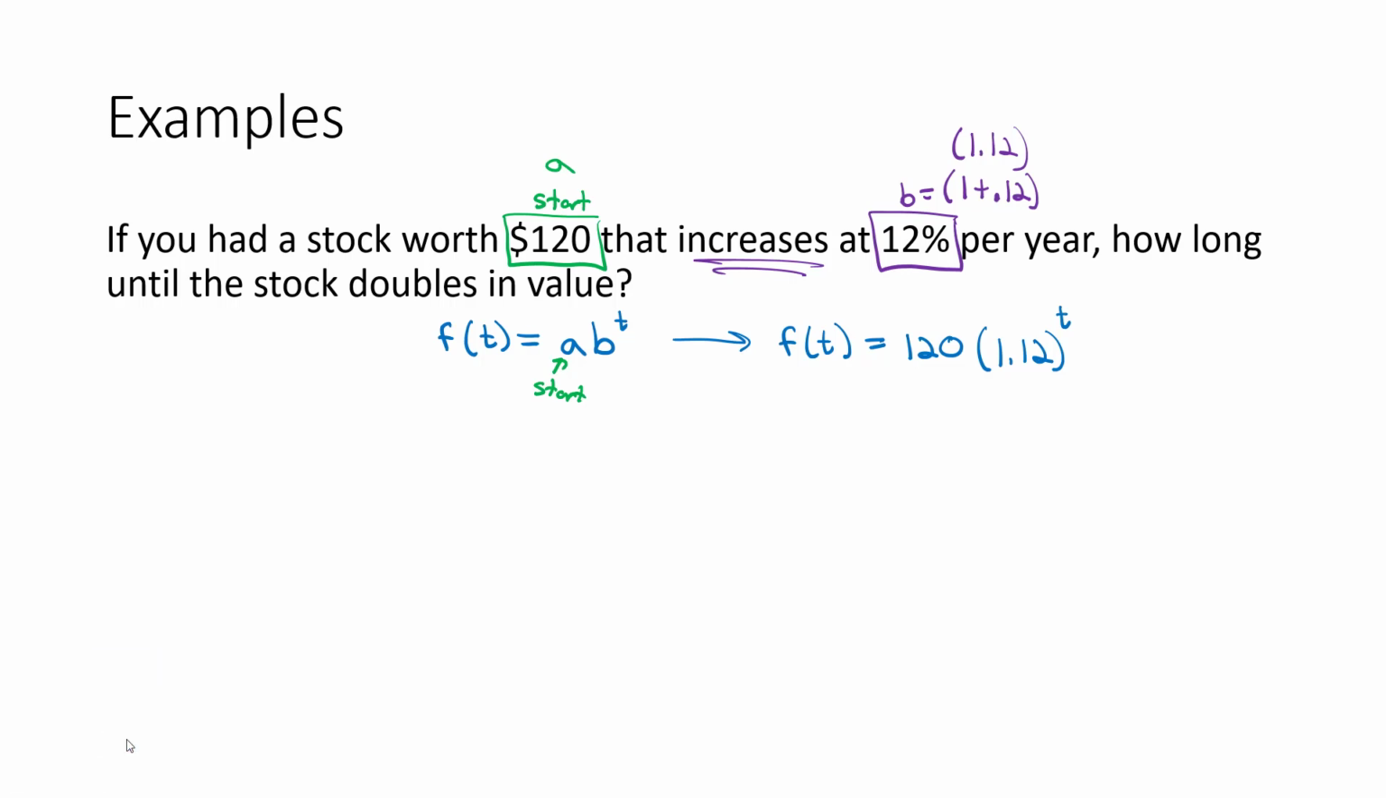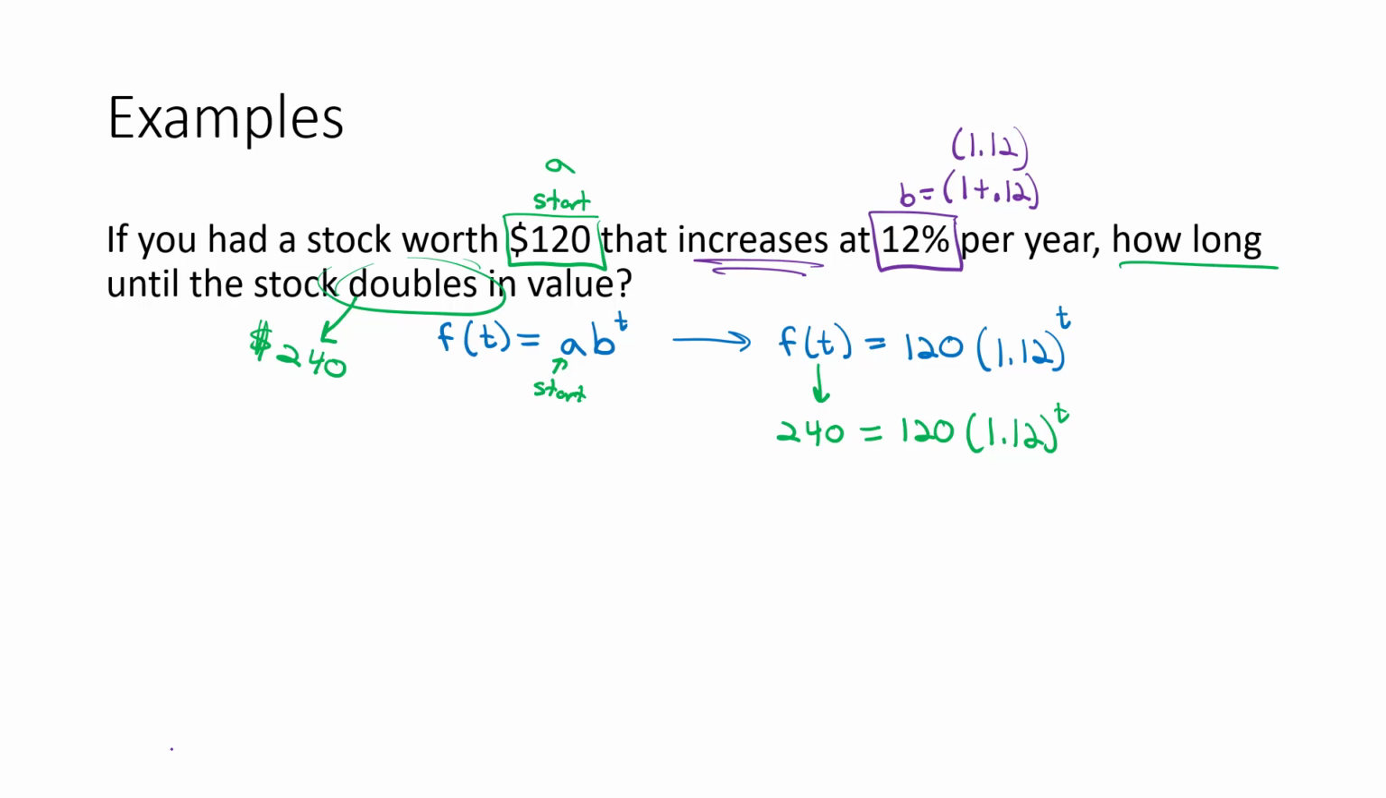Now that we have our equation, we're ready to answer our question. How long, we're looking for time, we're looking for t, until the stock doubles. Well, when it doubles, what's it worth? It started at 120. We want to double it. It's going to be worth 240 at the double point. So our final amount is $240 equals the 120 times 1.12 raised to the t power.